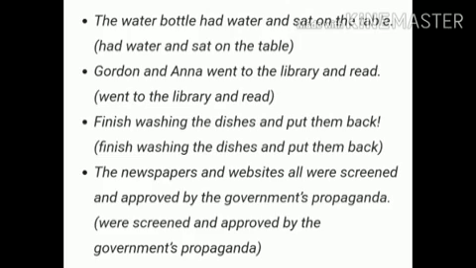Let's see another sentence. Gordon and Anna went to the library and read. Here, went to the library and read is the compound predicate. Like that, finish washing the dishes and put them back. Here, finish washing the dishes and put them back is the compound predicate. So I hope you have understood properly what compound subjects and predicates are.